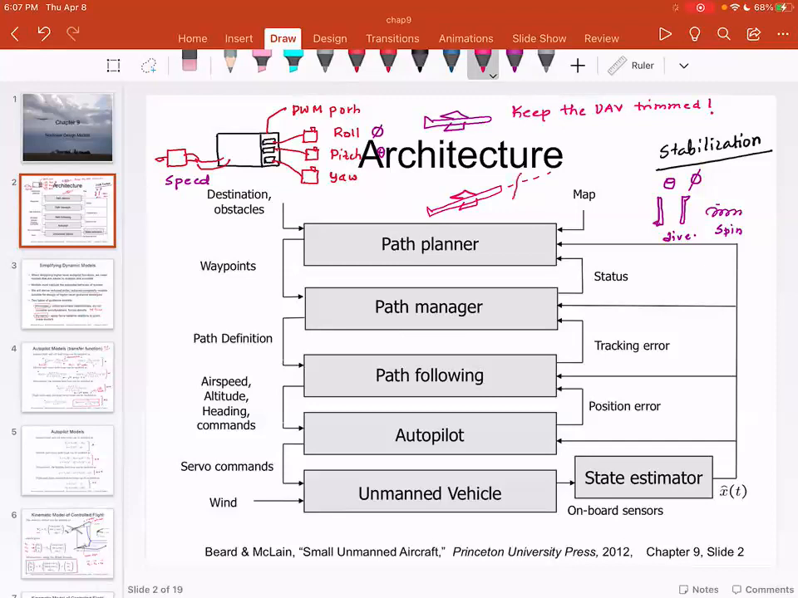Because what's going to happen is, under wind loading or under some disturbances, the aircraft may oscillate, or could have some stability issues, but the autopilot should stabilize. That is the first and foremost function of the autopilot.